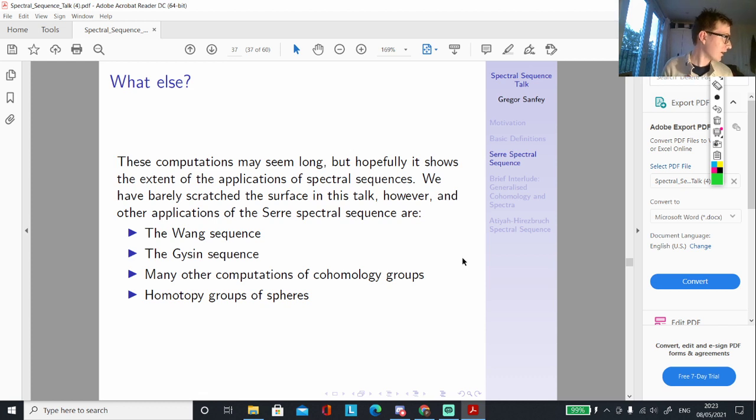Okay, so those are 3 applications or computations, whatever you want to call them. And that took quite a while. I don't know exactly how long that took, but it took a while. So I'm not going to go over anything else that we can do with the Serre spectral sequence. But there are many other applications. There's the Wang sequence, which assumes you have a fibration of this form, and then it gives you a long exact sequence in homology. And similarly, the Gysin sequence assumes a fibration like this, and then gives you a different long exact sequence in homology. Using the Serre spectral sequence, you can derive those things. There are also other computations of cohomology groups which you can do, and there are more homotopy groups of spheres which you can compute with this.